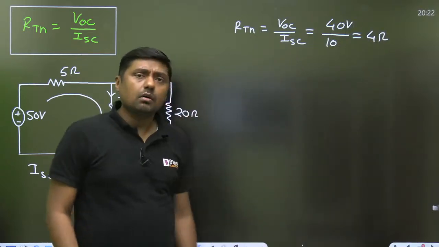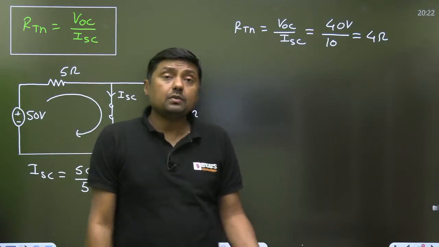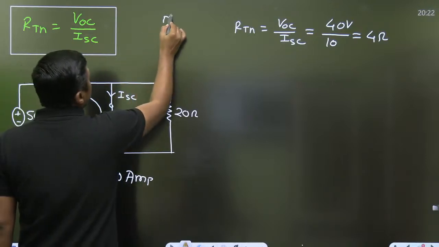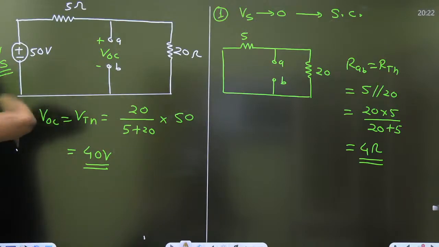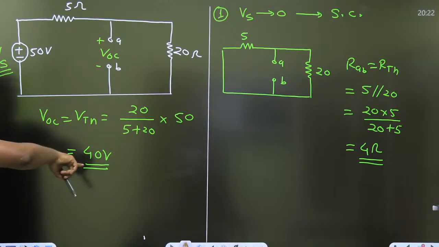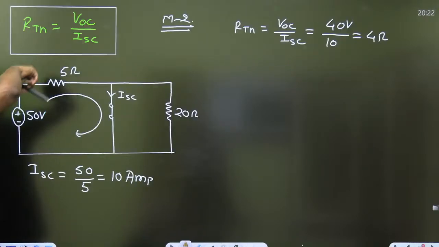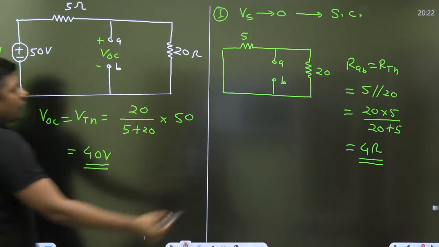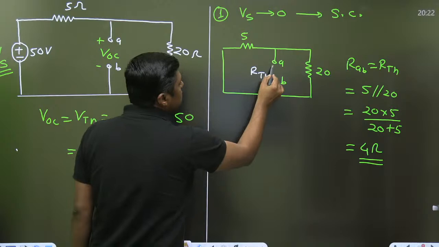That is another method. Okay, I think this method is also clear. But which method is more appropriate, everyone? This is method 2, where I am calculating the VOC or ISC. Already I have the value of the VOC, that is 40 volt. Simply I am making it short circuit, I am getting the ISC, and then VOC upon ISC is equal to what? 4 ohm.